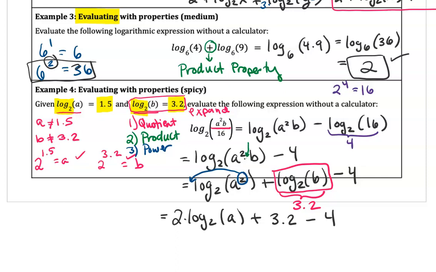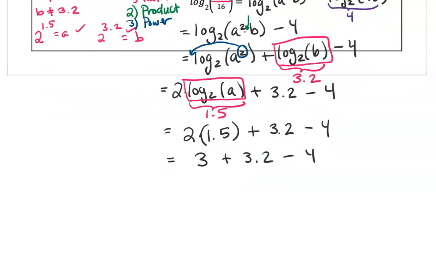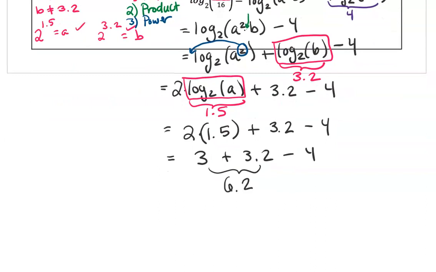So I've evaluated these parts. I also know that my log base 2 of a is 1.5. It says it right here. So now I have values for everything. I just need to put it all together. I have 2 times the value of 1.5 plus 3.2 minus 4. So 2 times 1.5, that's 3. 3 plus 3.2 would be 6.2. And then 6.2 minus 4 would be 2.2. So my final answer for that last example would be 2.2.